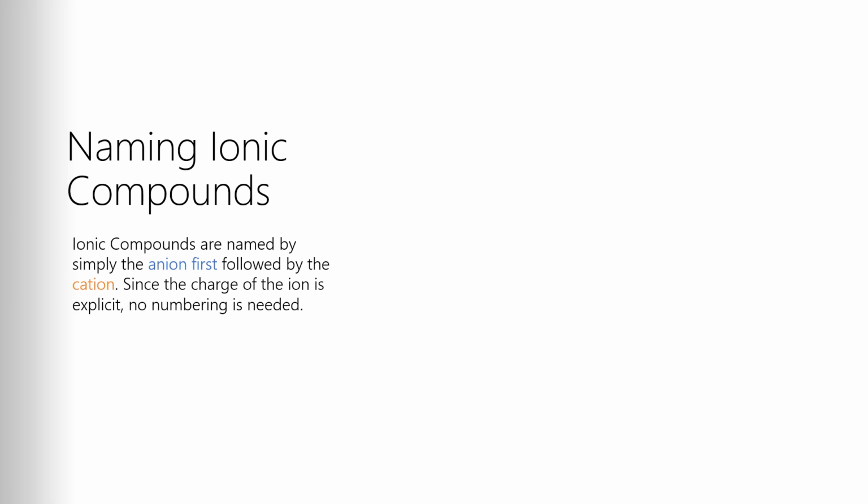So how do we name the ionic compounds? Ionic compounds are named by simply putting the anion first, followed by the cation. This is going to be all we need to do. The charges are explicit. We know that sodium is always +1. We know that nitrate's always -1. So we don't have to tell how many they are. It comes from the charge interaction.